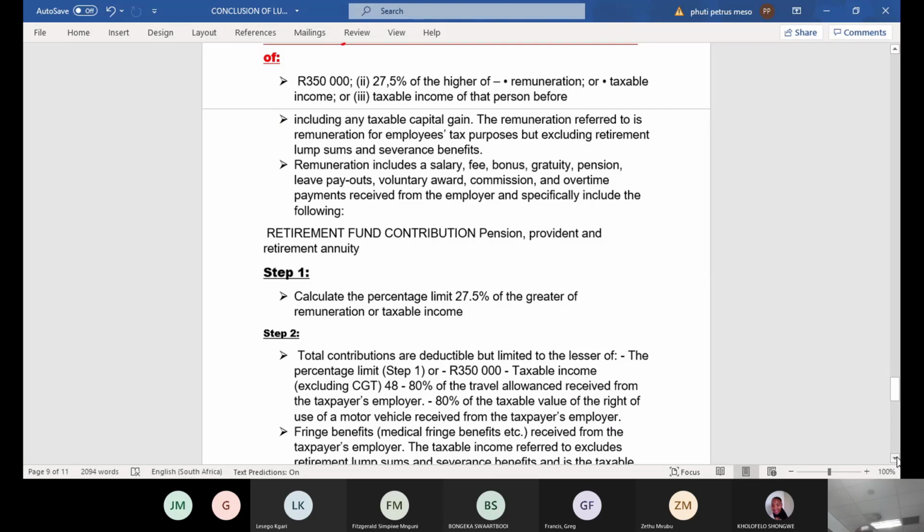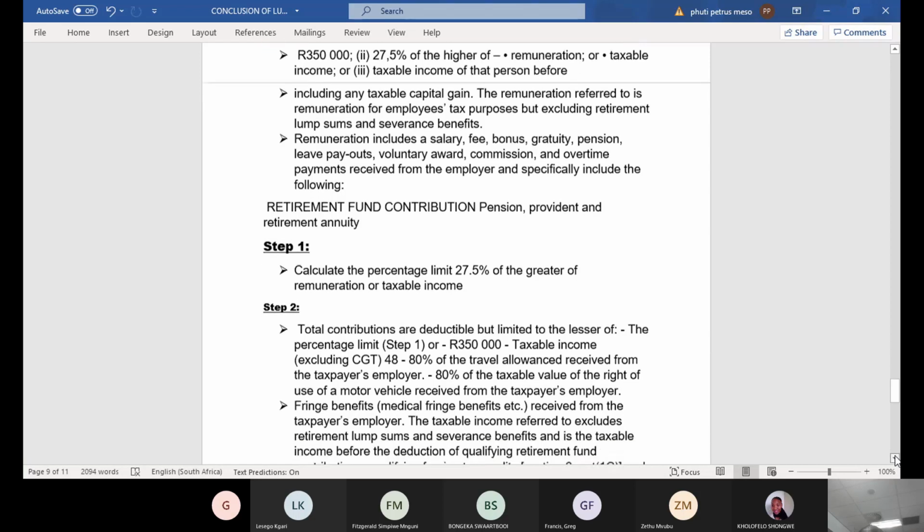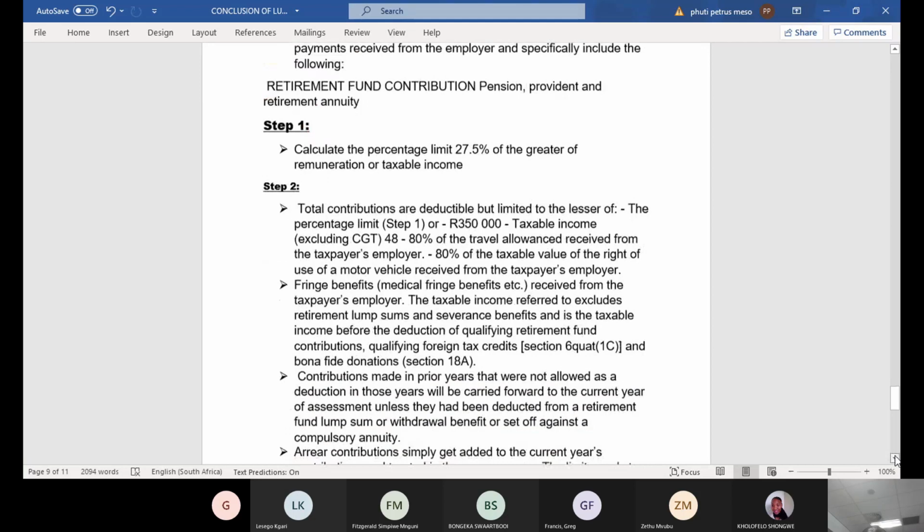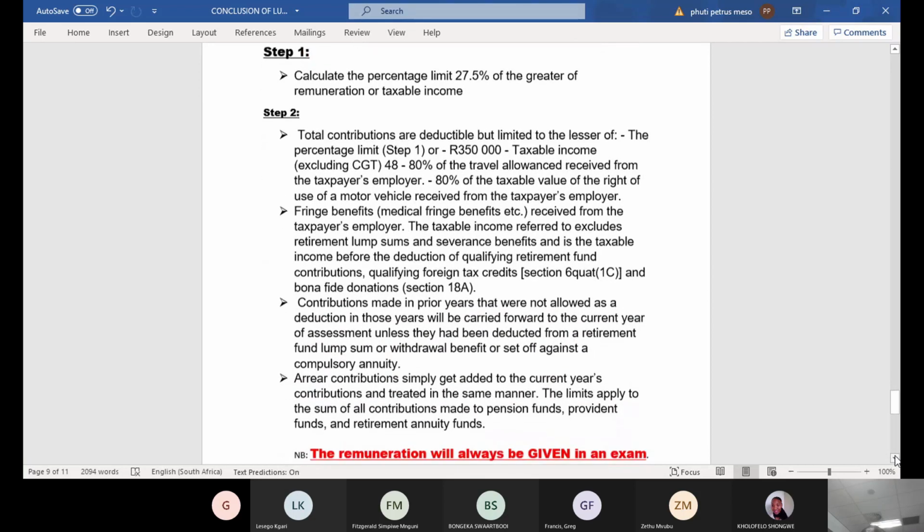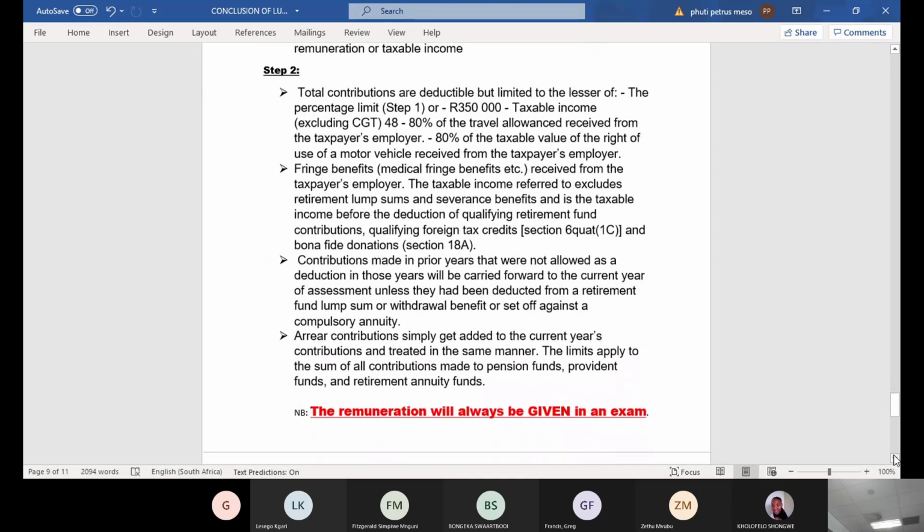You remember the part of your income, and then you less your exempt, you take your exempt into account, and then you have your taxable income. You're going to compare how much you get as a taxable income with the remuneration amount, and then you're going to take the greater between the two, and then you multiply that by 27.5%. Make sense? It might look complicated in terms of the theory, but when we do questions, you will see how easy it is. Let's have a look at step 2.